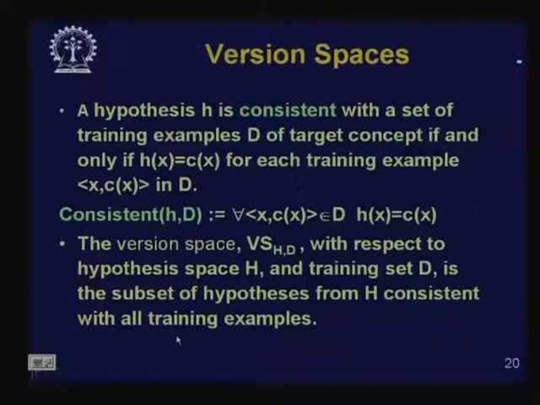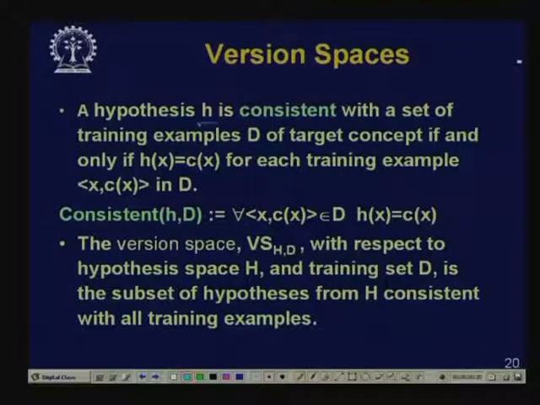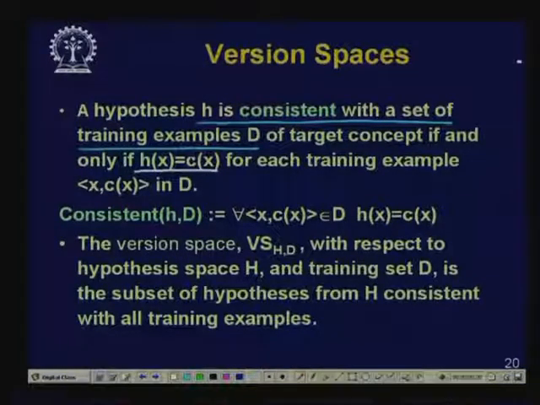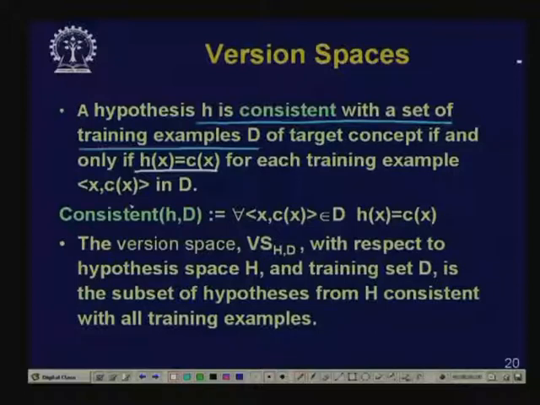So, a hypothesis, more formally, a hypothesis H is consistent with a set of training examples D if and only if H(x) = C(x), where C is the target concept that we are trying to learn. If a hypothesis H agrees with the target classification C for every training example that we have seen, then that hypothesis is consistent with the training examples.